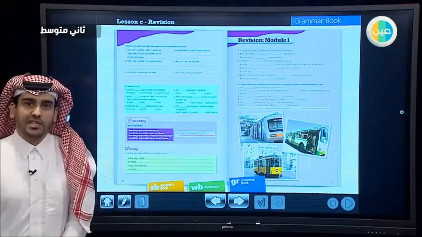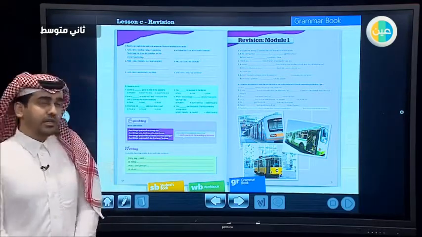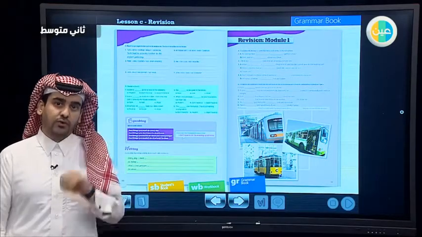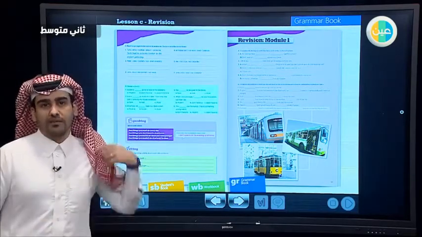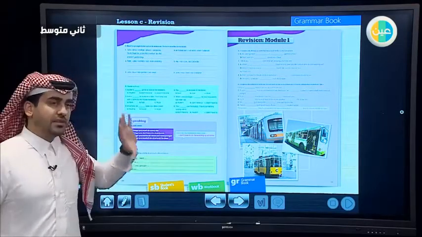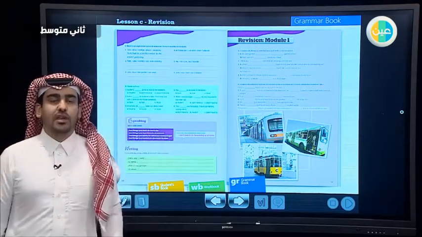Welcome to today's lesson. Our lesson is English for Full Blast 4 for the second grade intermediate. So today we will have a revision of the entire book. So let's start with module 1.